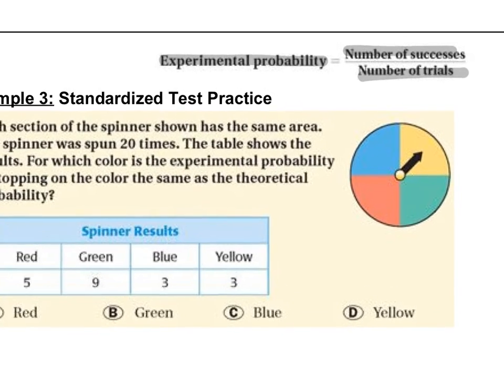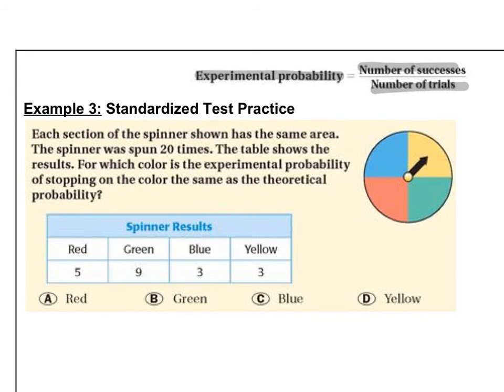So we're going to look at example 3 here in a standardized test practice. Each section of the spinner shown has the same area. The spinner was spun 20 times. That's important. That is our number of trials from up top here. Okay? The table shows the results. For which color is the experimental probability of stopping on the color the same as the theoretical probability?